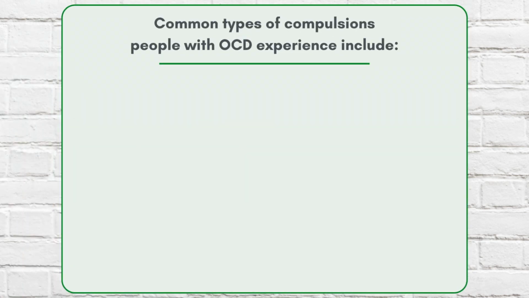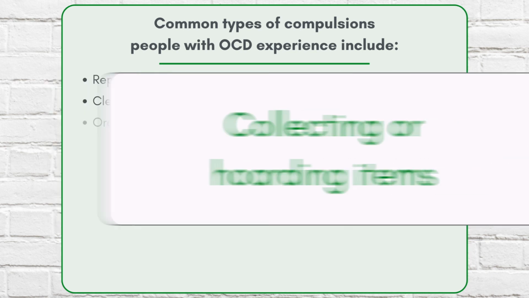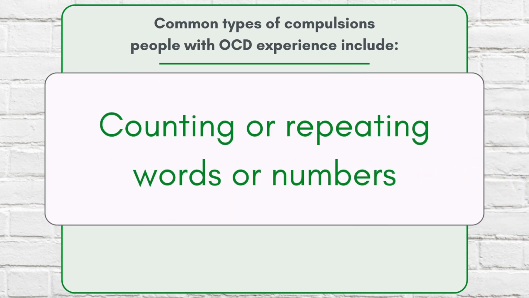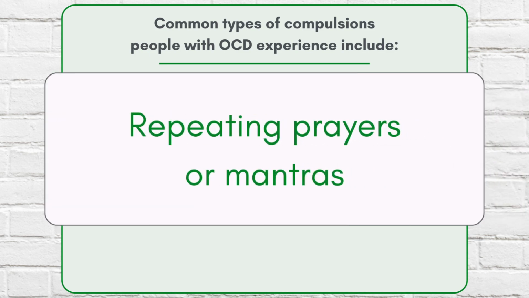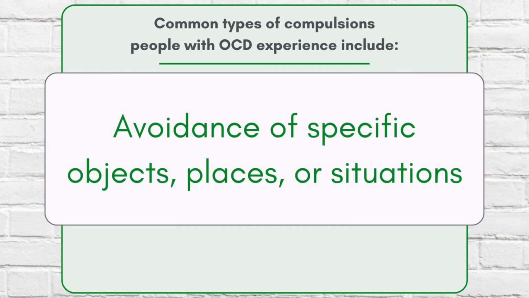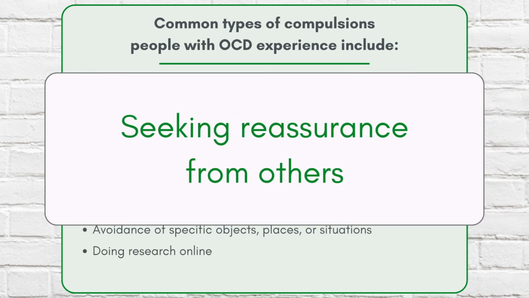Some of the common types of compulsions people with OCD experience include checking, washing, ordering and organizing, collecting or hoarding, counting or repeating words or numbers, following rigid routines like hygiene or eating routines, repeating prayers or mantras, avoiding specific objects, places, or situations, doing research online, seeking reassurance from others.